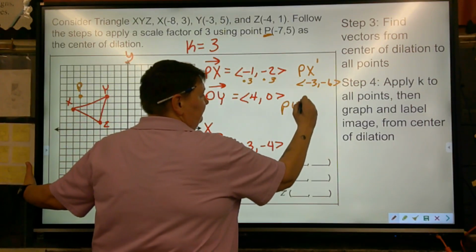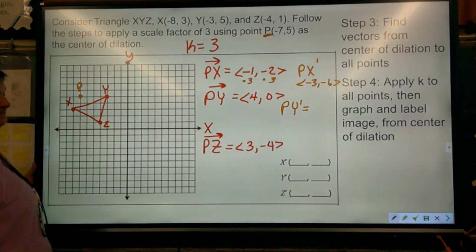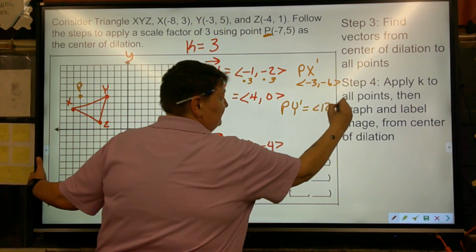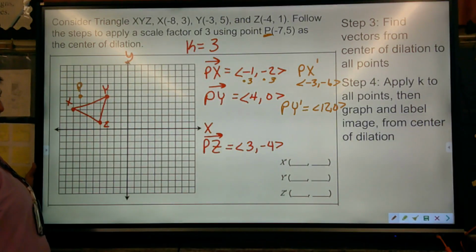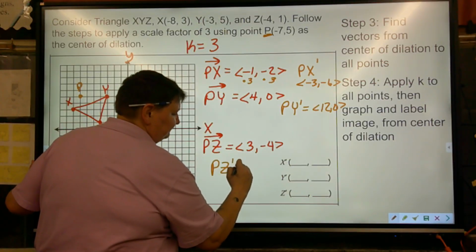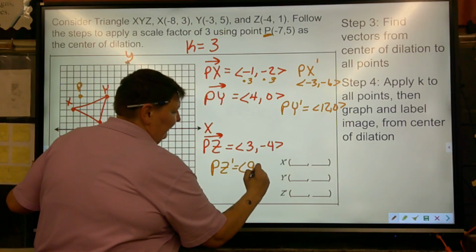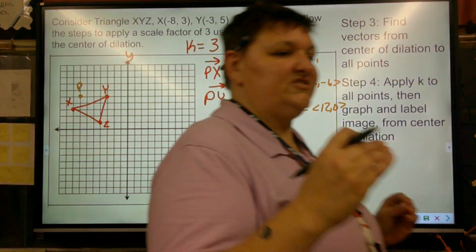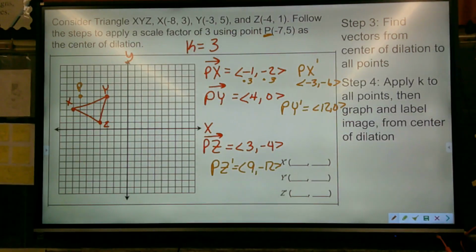P to Y prime is going to be [12, 0]. And P to Z prime is going to be [9, -12]. Right? And we're still using the vector brackets because we're still in the vectors. We're still starting at P, our center of dilation. It says apply K to all points, which we did. Then graph and label our image from the center of dilation.